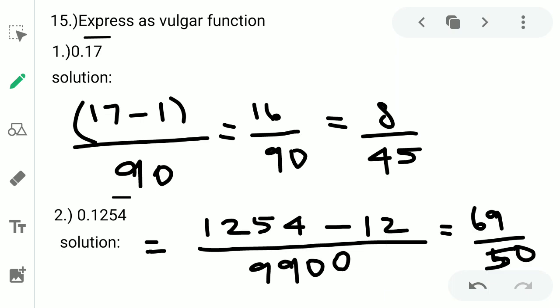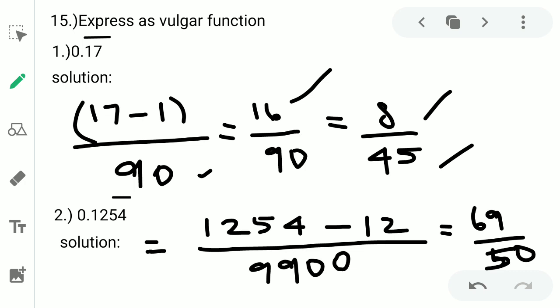Next one, 15th one, expressed as vulgar fraction. I already said. In this 0.17, I am subtracting 17 minus 1 divided by 90. This is also one of the concepts. So 16 by 90, you will get the answer as 8 by 45.